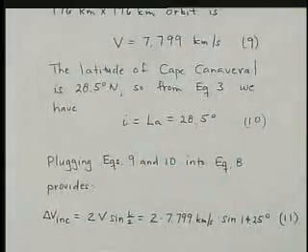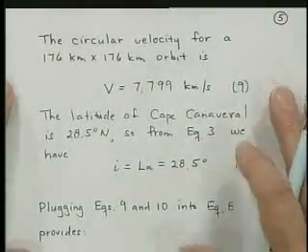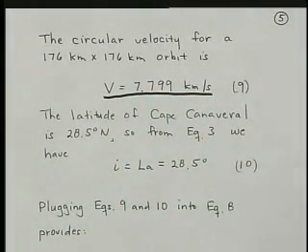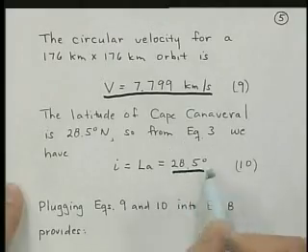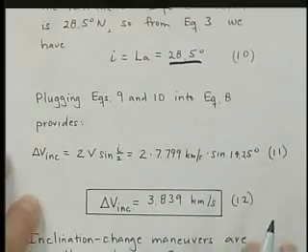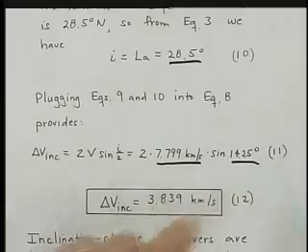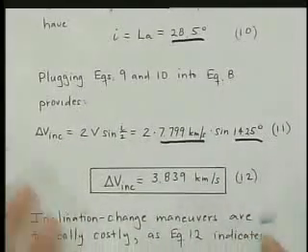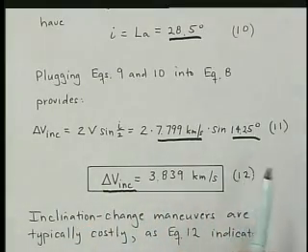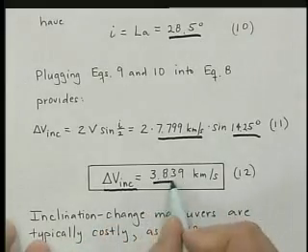Let's compute some numbers. So if we're in this circular orbit at 176 kilometers altitude, the velocity we know is 7.799 kilometers per second. The latitude of Cape Canaveral is 28.5 degrees. Plugging these numbers into our delta V inc equation, here we have the circular speed, here we have sine of half of 28.5, and we get a delta V to change the inclination from 28.5 to 0 of 3.839 kilometers per second.